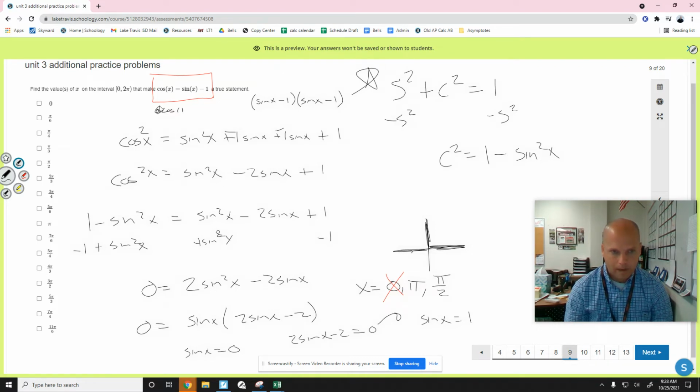Cos pi equals sine pi minus 1. Cos pi is negative 1. Oh, that's good. Sine pi is 0. Negative 1 equals negative 1. That does work. Pi works.